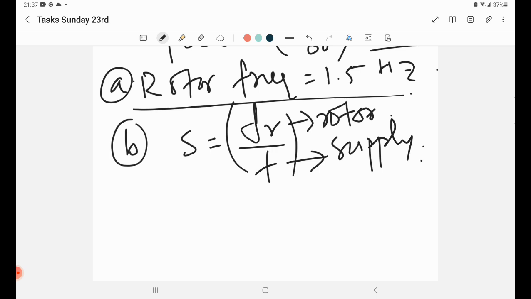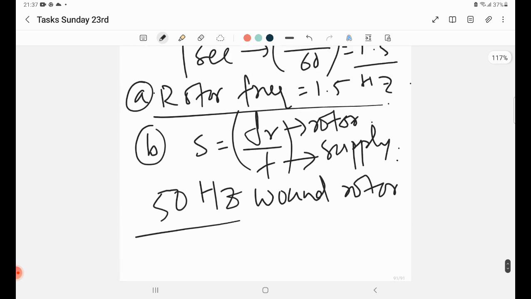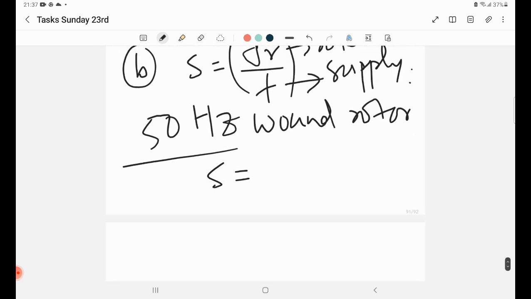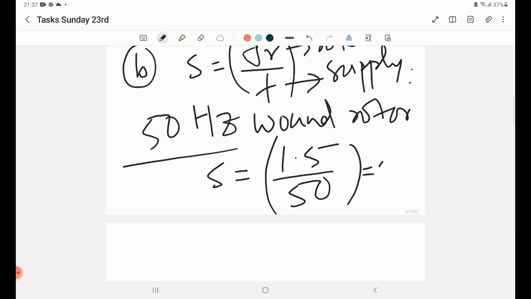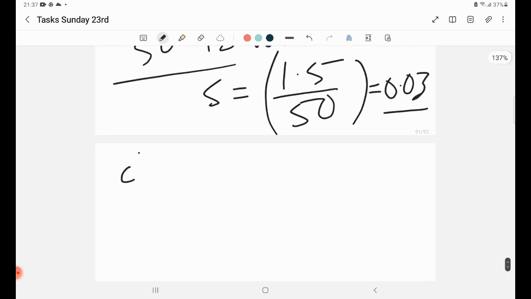So it is given in the question that we have a 50 hertz wound rotor, which means the slip would be given by the rotor frequency, which is 1.5 as we have found in part A, and the supply frequency is 50 hertz, so this becomes 0.03. So your per unit slip is 0.03, and lastly you are told to find the rotor speed.